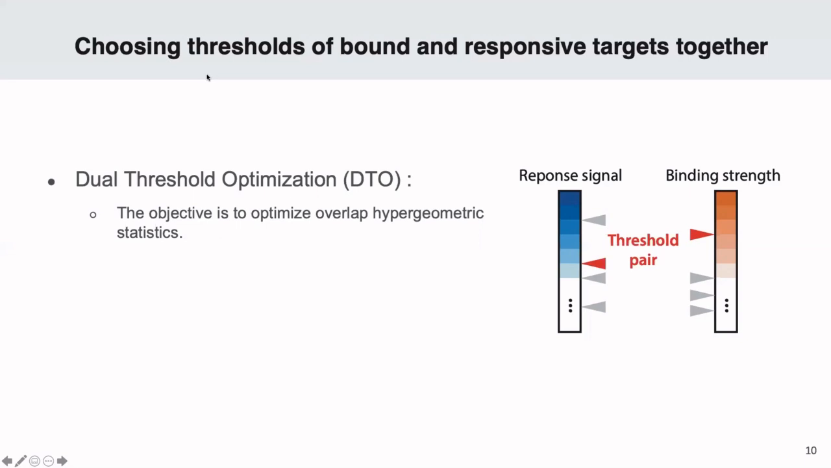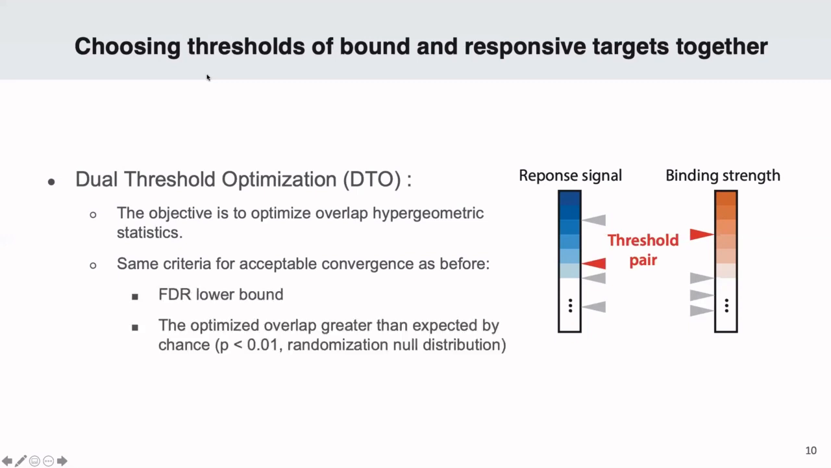It's a method with the goal of optimizing the overlap hypergeometric statistic. What it does is simply try out different pairs of thresholds from both data sets until it finds the optimal threshold pair that maximizes the hypergeometric statistic. We still require the same criteria as we showed before, the FDR lower bound. And the second criterion is that the optimized overlap should be greater than expected by chance. This is done through null model generation through random signal simulation.